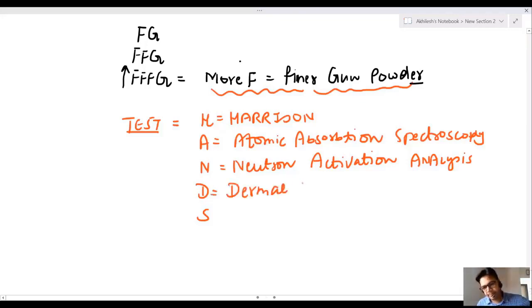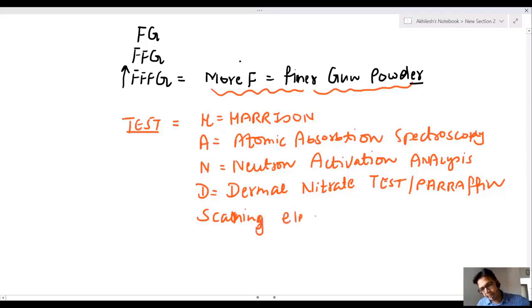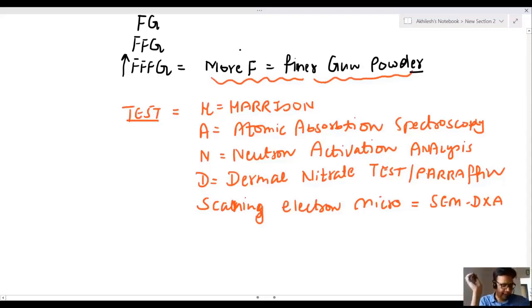D for dermal nitrate test, which is also known as paraffin test. And S for scanning electron microscope technique. This is known as SEMDEXA. Anyways, sir, this test is not used nowadays.